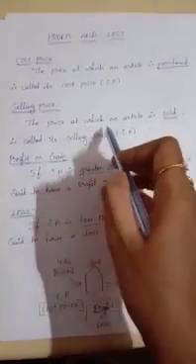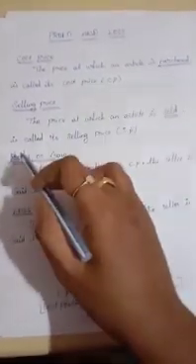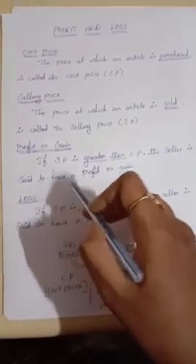First, we will discuss cost price. The price at which an article is purchased is called its cost price. Selling price: the price at which an article is sold is called its selling price. Profit or gain: if selling price is greater than cost price, the seller is said to have a profit or gain. Loss: if selling price is less than cost price, the seller is said to have a loss.